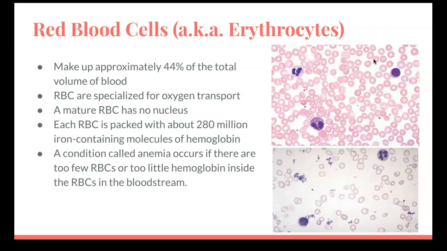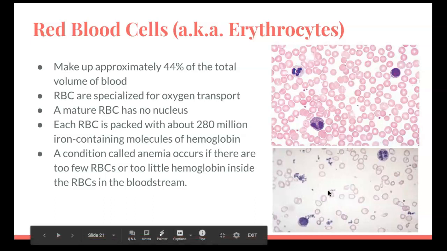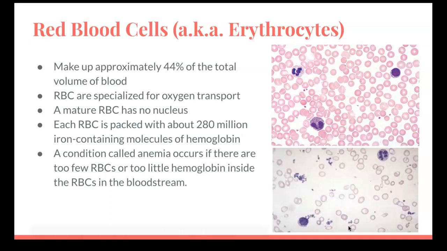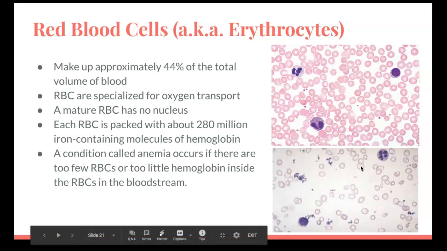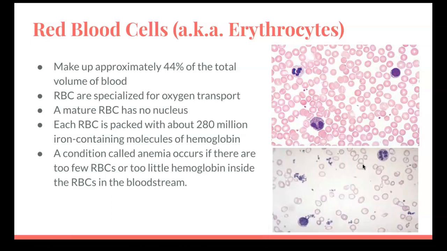So I have these two pictures. This is a normal blood sample, so someone who does not have anemia. This is someone who does have anemia. So you can see that they have a lot less red blood cells. These are the red blood cells. A lot less of them. And even the ones that they do have, you can see have almost no color to them. It looks like they're completely hollow on the inside.